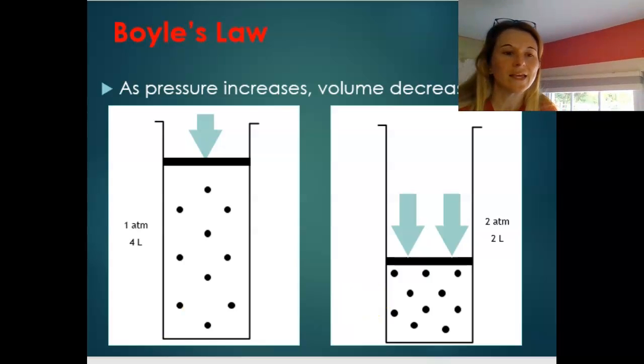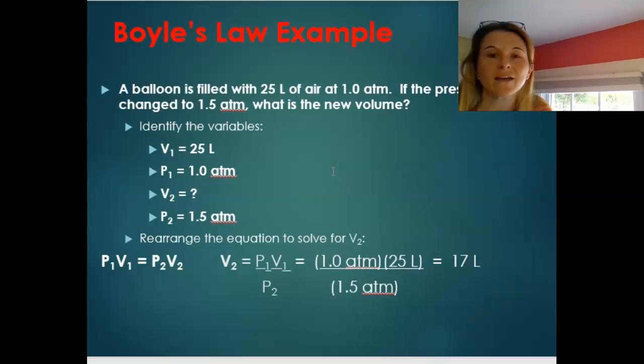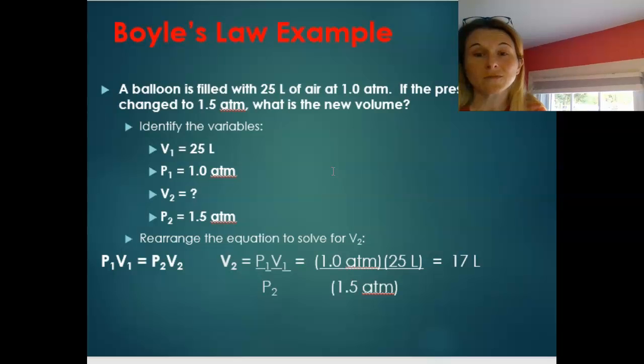All right, and then here we have an example problem. If a balloon is filled with 25 liters of air at 1 atmosphere of pressure, and the pressure is changed to 1.5 atmospheres, so we're increasing the pressure, what is the new volume? Well, without even looking at a formula, we already learned that if we increase pressure, we decrease volume. So we expect our volume to be less than the original 25 liters.